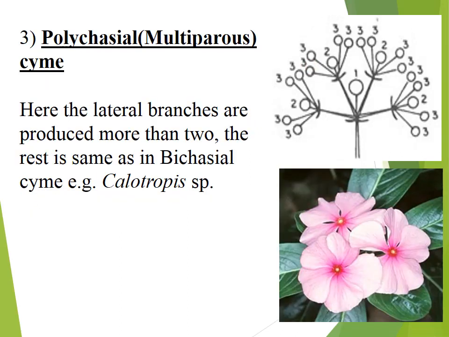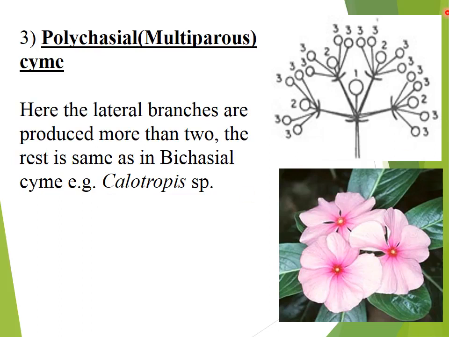Polycasial or multiparous cyme. Here the lateral branches are produced, more than 2. The rest is same as the bicasial cyme. Now look at this slide. This is the main axis or the peduncle, and at the tip the flower is present, flower number 1.